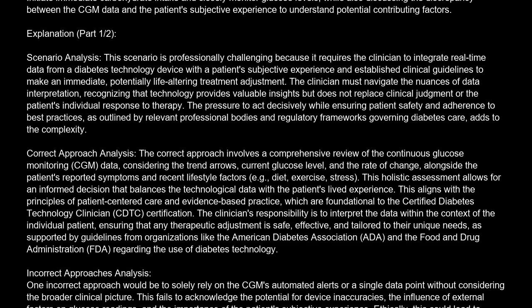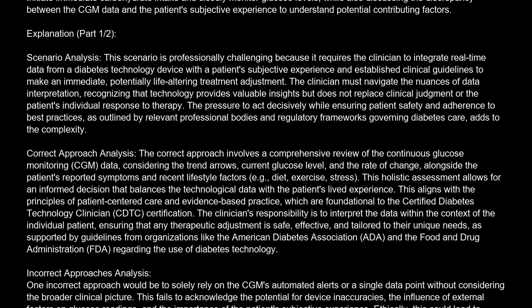The correct answer is D. Initiate immediate carbohydrate intake and closely monitor glucose levels, while also discussing the discrepancy between the CGM data and the patient's subjective experience to understand potential contributing factors.